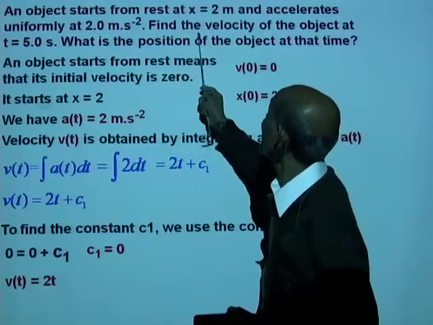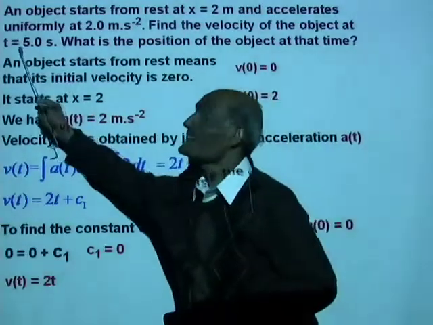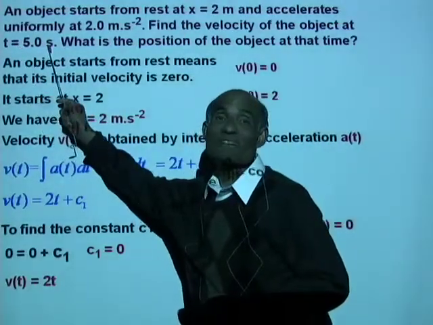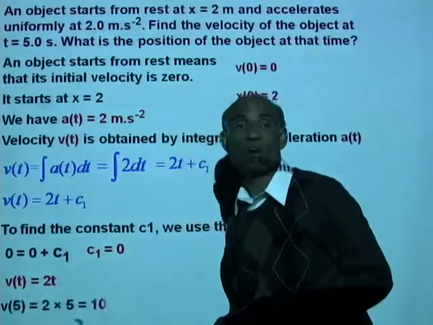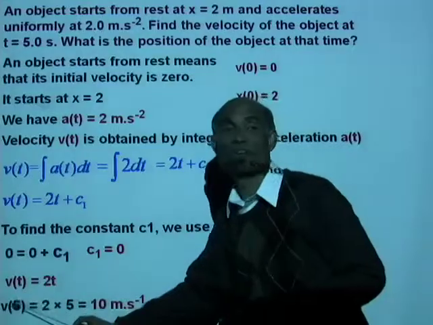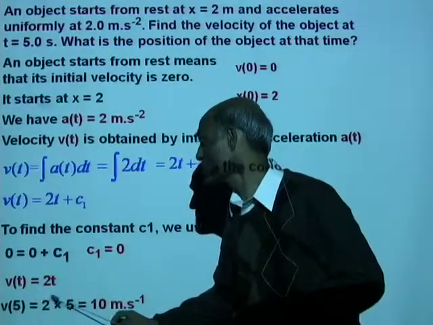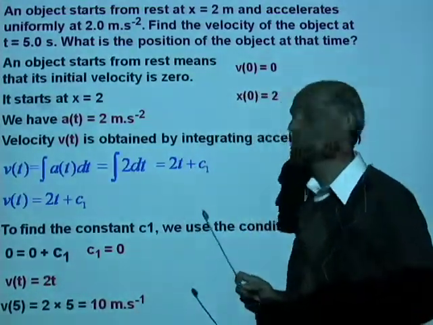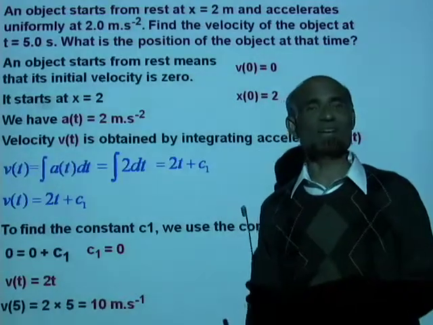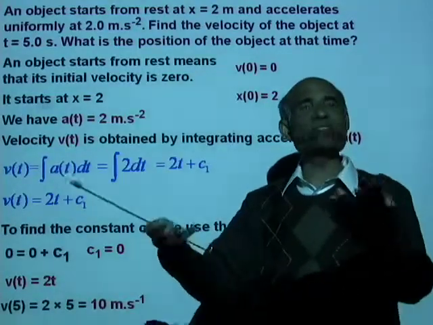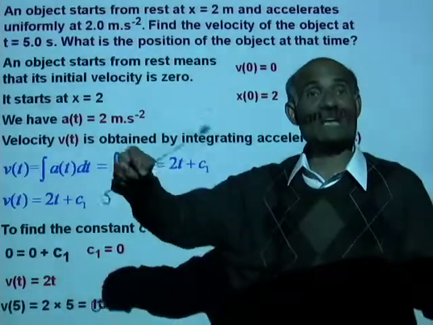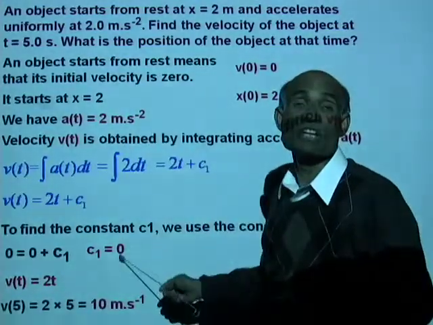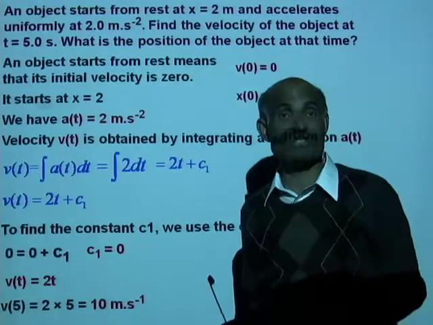Now, we need to find the velocity of the object at t equal to 5 seconds. So if v of t equals 2t, what is v of 5? v of 5 is 2 times 5, that is 10 meters per second. Now look at the neat way we can solve problems in physics. So when you move into taking physics, you will find these kinds of problems very simple.